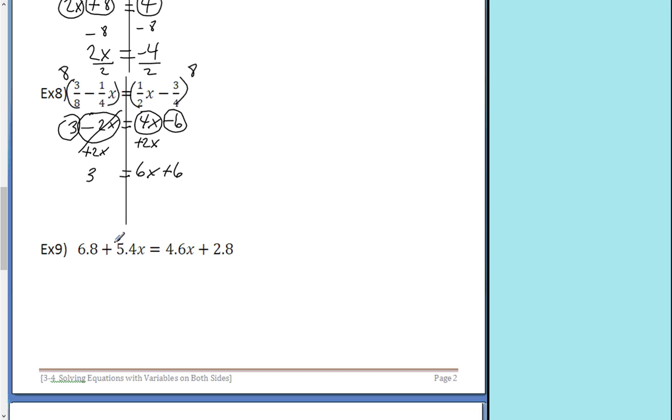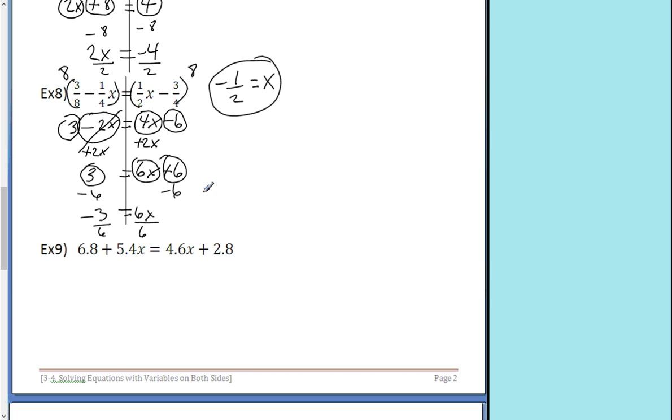All right? Rechunk it. What do I want to get rid of now? A positive 6. Add a negative 6 to both sides. 3 plus a negative 6 is a negative 3. Equals 6x. Divide both sides by 6. And I'm left with negative 1/2 equals x. And there's my answer. Got it? Not so bad.